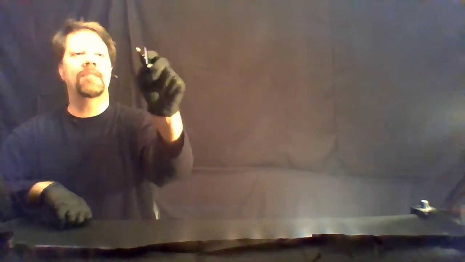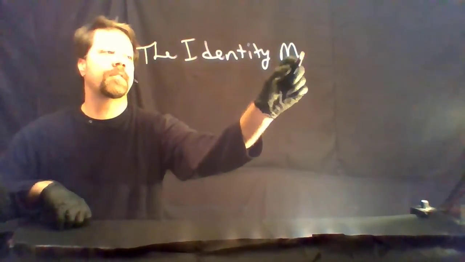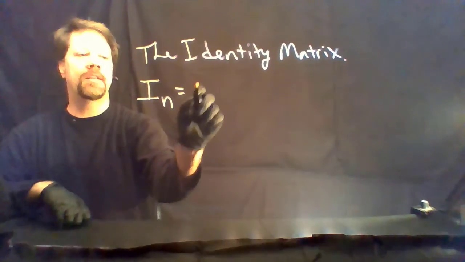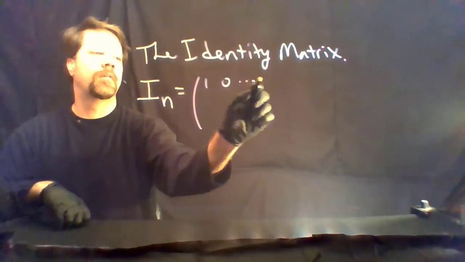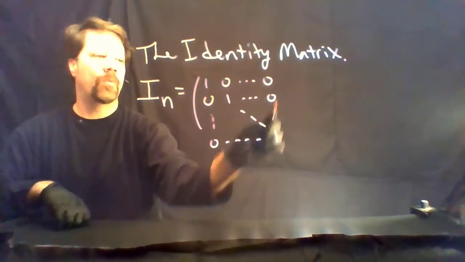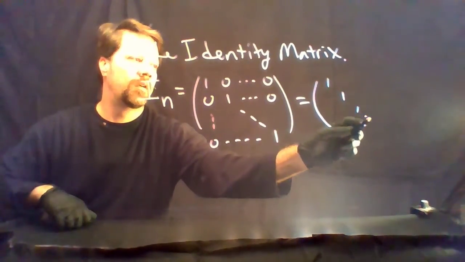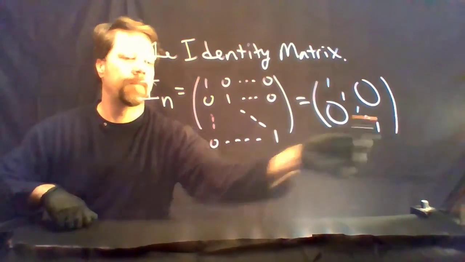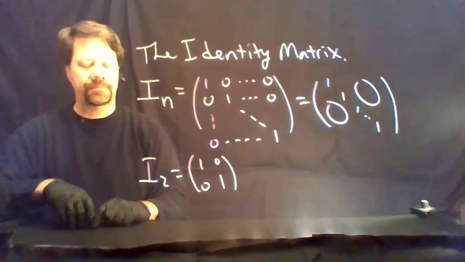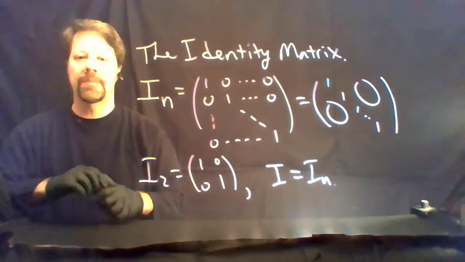I'd like to talk about the identity matrix. I_n is an n by n matrix with ones on the diagonal and zeros everywhere else. You sometimes write this in this form. I2 is the matrix 1, 0, 0, 1. We often also write I, leaving off the subscript n.